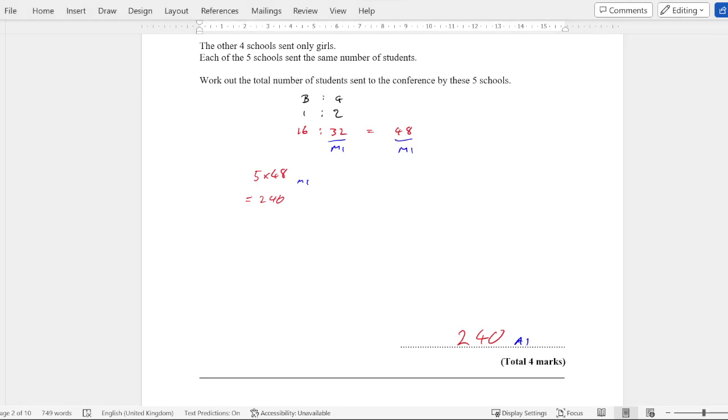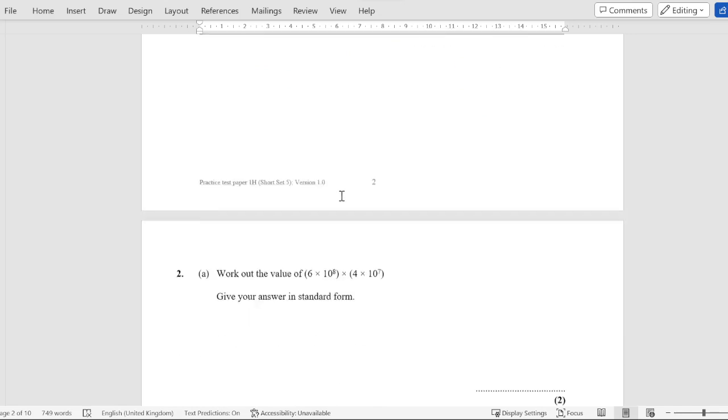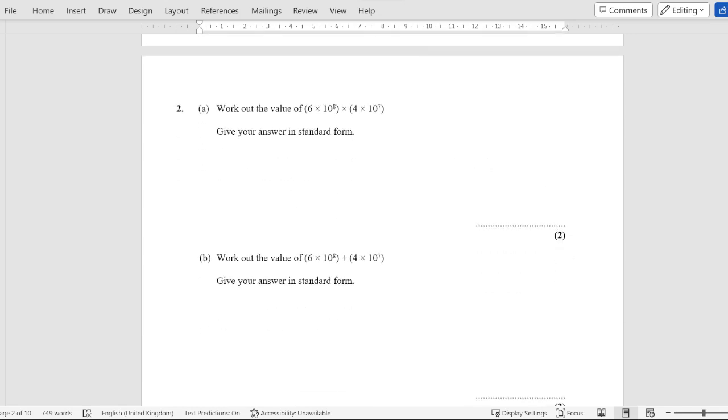For question 2 then, we are looking at a standard form question. Standard form with non-calculator, so you treat your number part and your indice part separately. So we're treating it 6 times 4, that will be our number part, and then our indice part, 10 to the 8 times 10 to the 7. So the number part becomes 24, and then the indice part, you add the powers, 10 to the 15. To convert that into standard form, that would need to be 2.4 times 10 to that, and we've increased it by another digit, so it would be to the power 16.